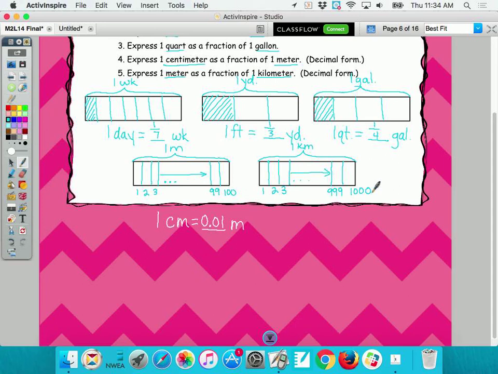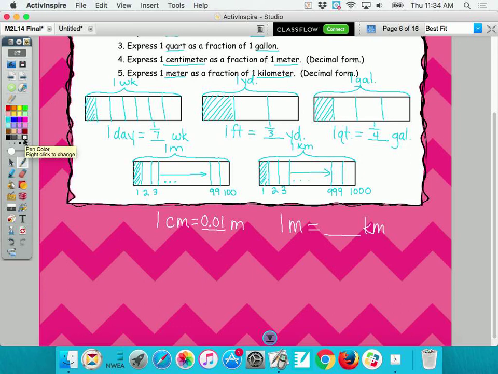Okay? All right, now I need to know how much 1 meter is if my label is going to be kilometers. Oh, guess what I forgot to do? Shade.